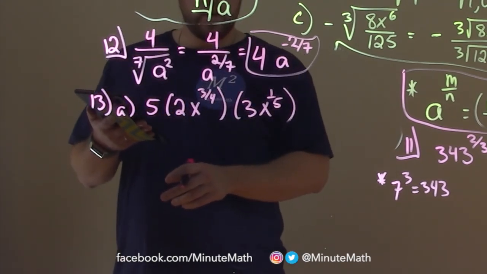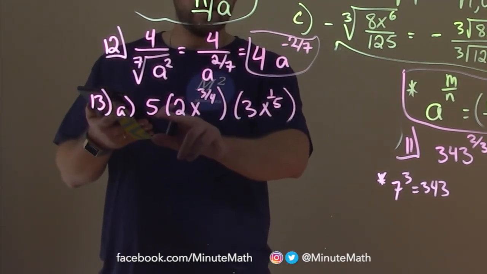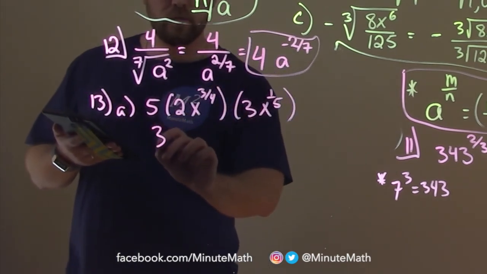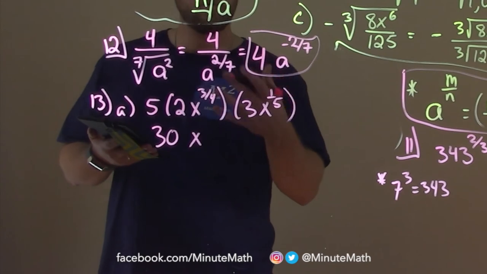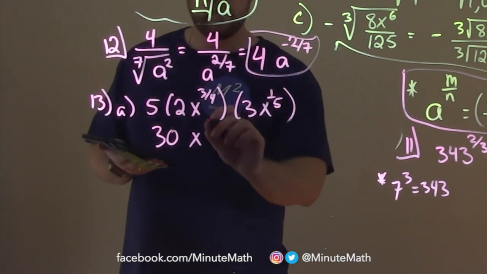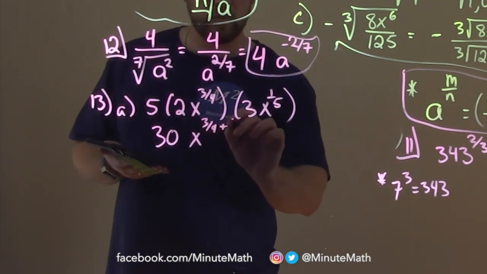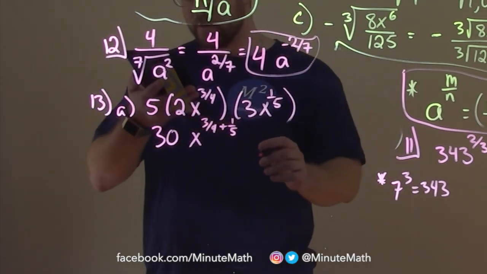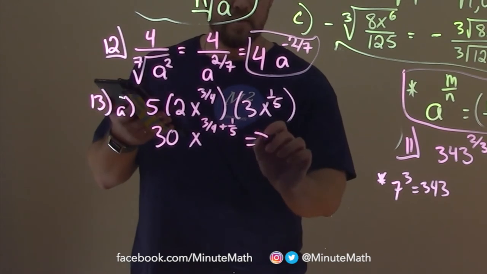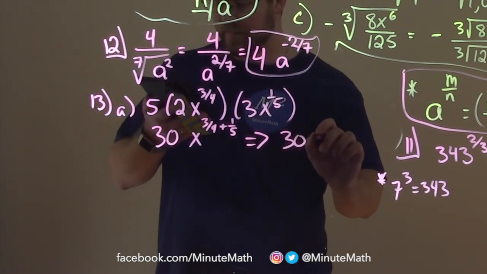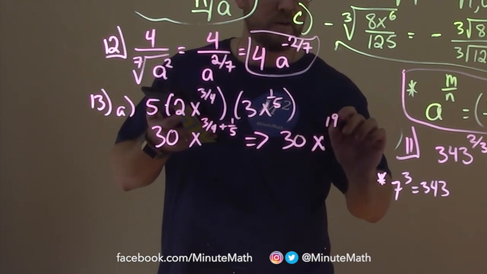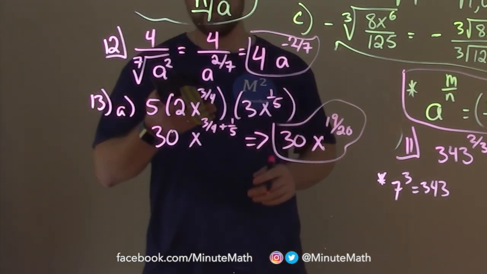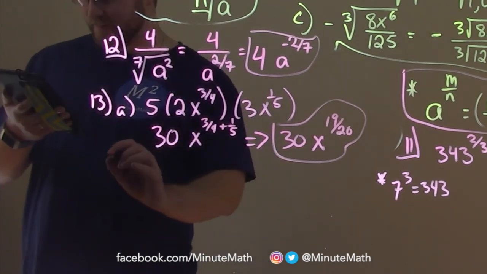So let's multiply our numbers across, the coefficients. 5 times 2 is 10, times 3 is 30. So we have 30 here. x to the, remember we add the exponents, 3/4 plus 1/5 now as our exponent. And 3/4 plus 1/5 simplifies to be 19/20. And so we have 30 here, x to the 19 over 20 power. And there is our answer. Let's try one more here. Keep saying one more. B.